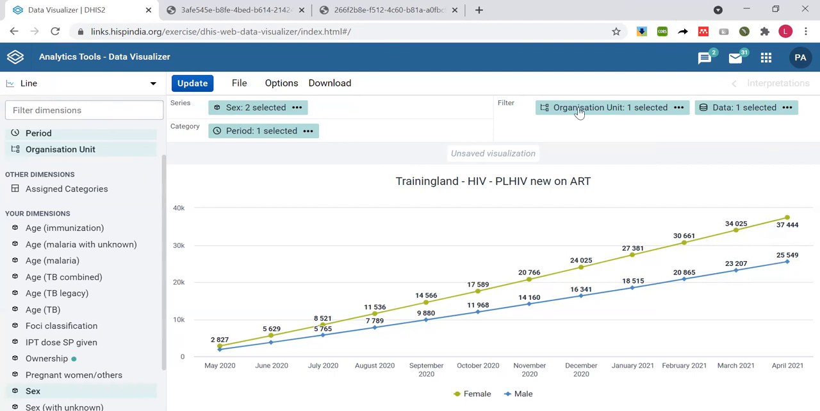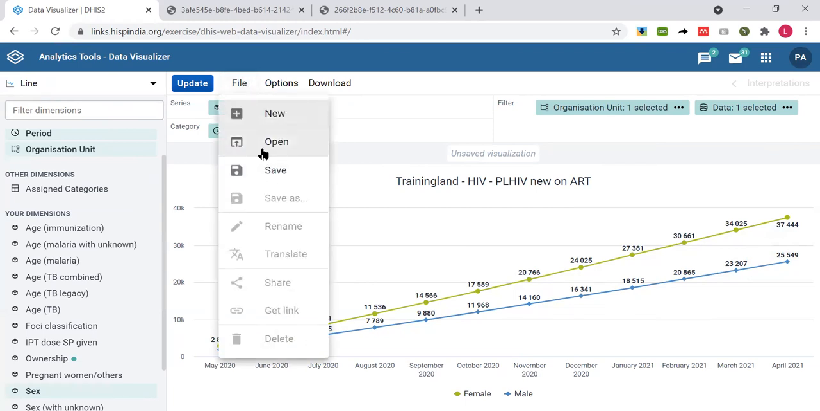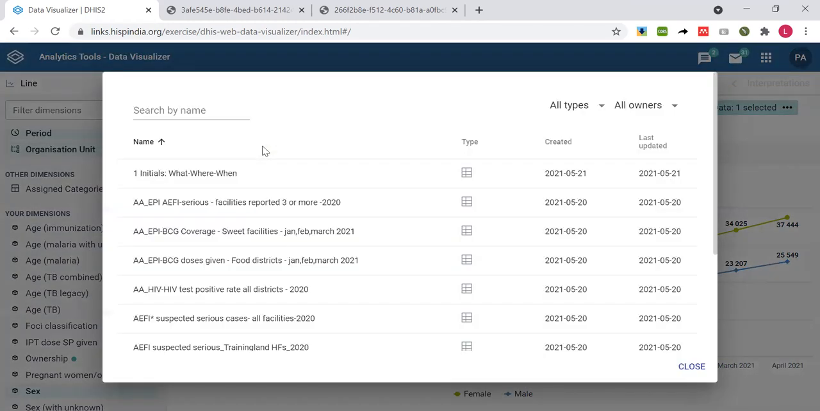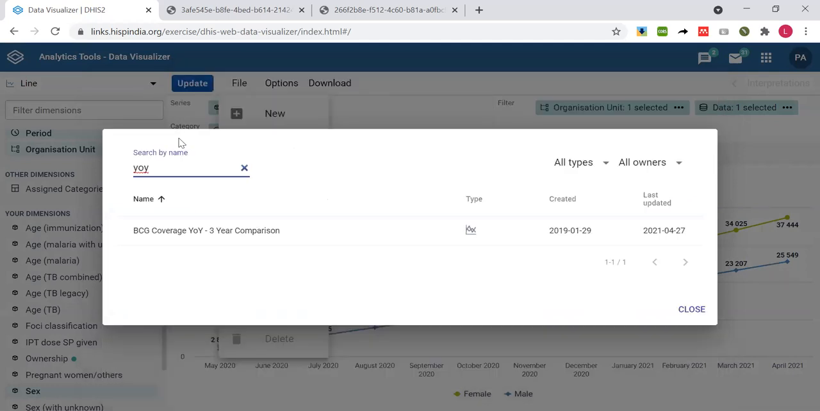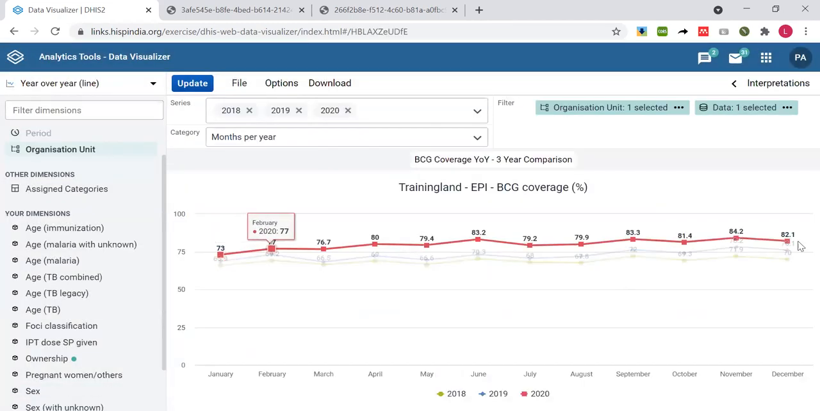Let me open up one favorite. I will click on open and let's see whether it's there. Yes, we open BCG coverage year over year, 3 year comparison, and we can see the type is year over year line. I click and open it, and this is what I see. Let's try to interpret what we are seeing here.